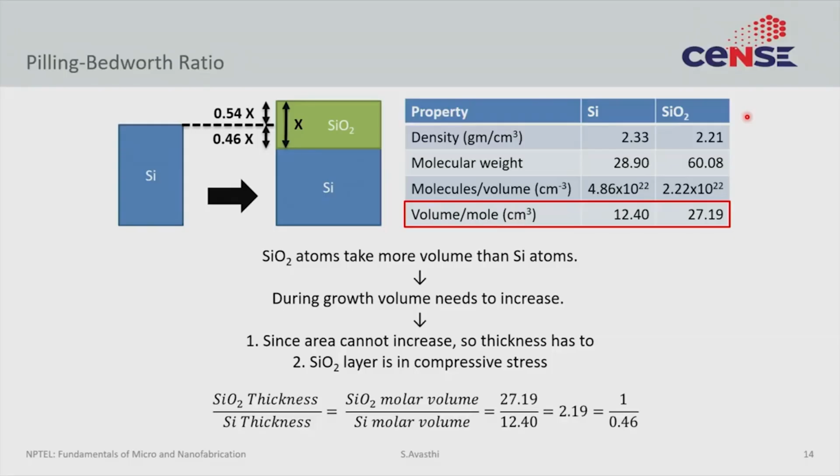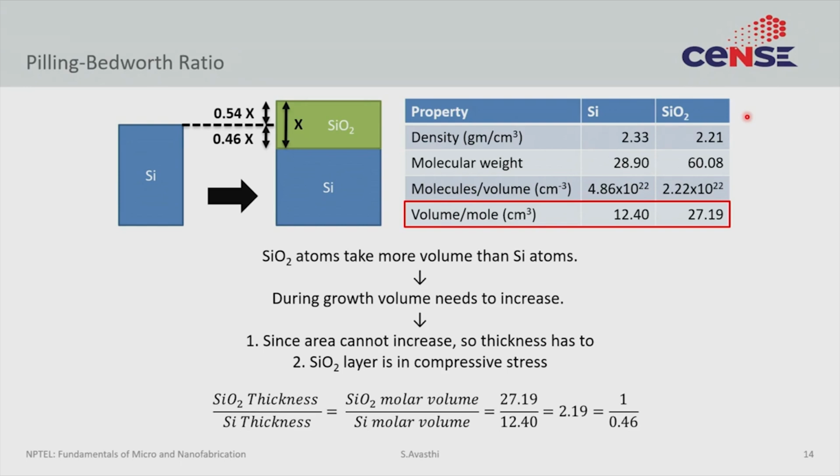One of the consequences of growing oxide on top of the silicon wafer is that you have to worry a little bit about the Pilling-Bedworth ratio. It is a realization that the density of silicon and silicon dioxide is not exactly the same. Of course, atoms cannot be created or destroyed, so the number of atoms must be constant. So, if the silicon dioxide atoms take more volume than silicon, then expansion must happen somewhere. The area, of course, is constrained because you are doing the oxide growth on a wafer. The thing that is not constrained is the thickness.